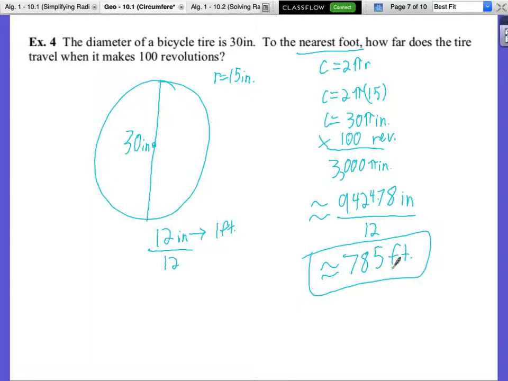All that to go almost 3 football fields. Yeah, it'd be like over 100,000 feet. It'd be a lot.